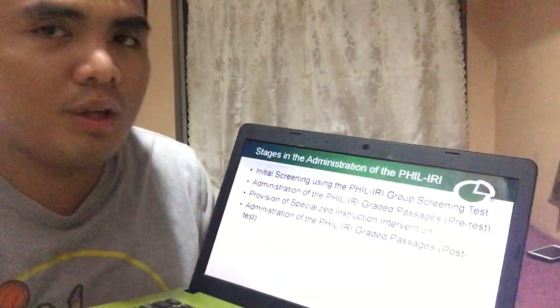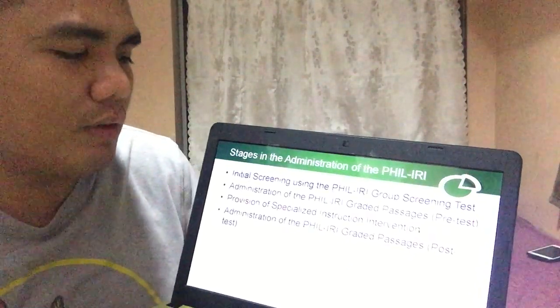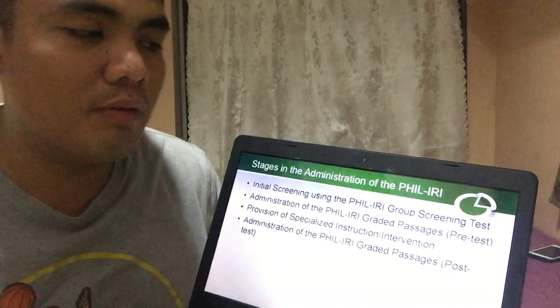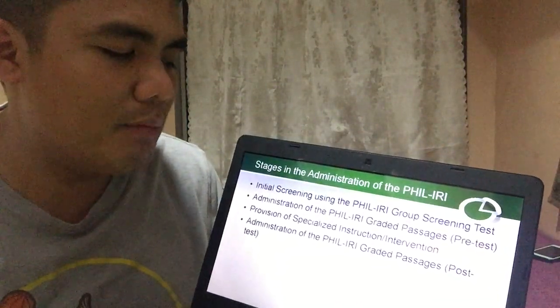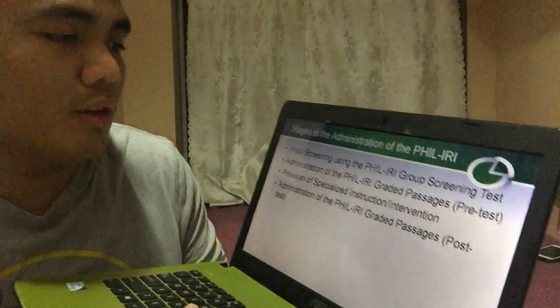Now we proceed to the stages within the administration of the PHIL-IRI, wherein there are four parts. We have the initial screening of the PHIL-IRI GST, administration, provision. We will go through that one by one later on.